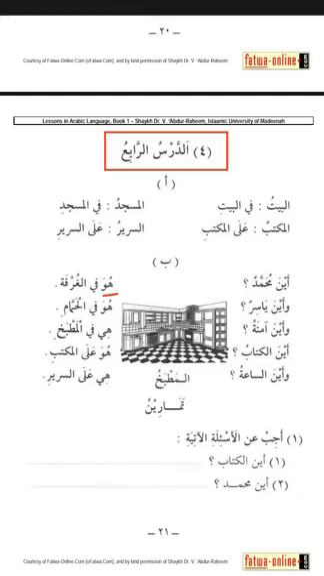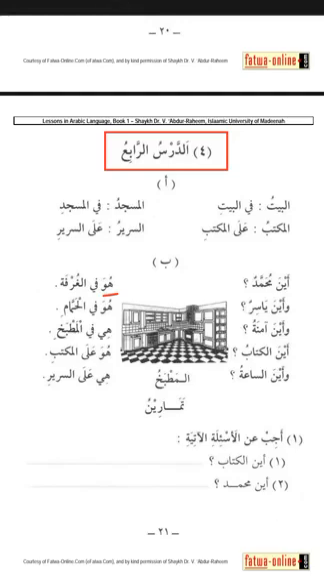Huwa fil ghurfati. Huwa means he. He is in the room. Al-ghurfatu means the bedroom or the room. So when fi comes before al-ghurfatu, it turns to what? Ghurfati. Huwa fil ghurfati. He is in the room or in the bedroom.